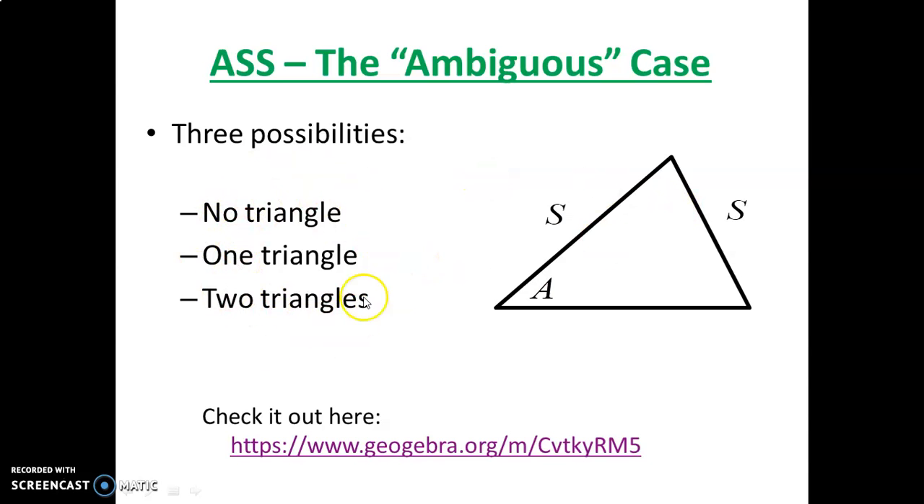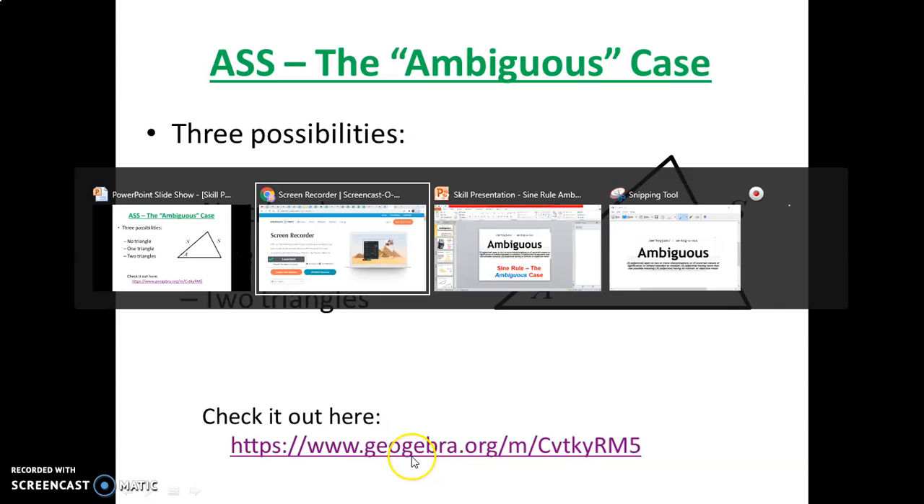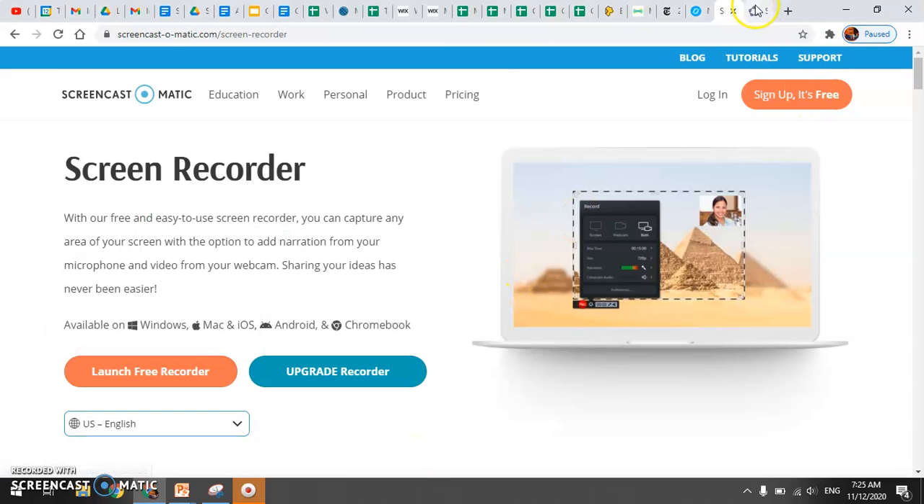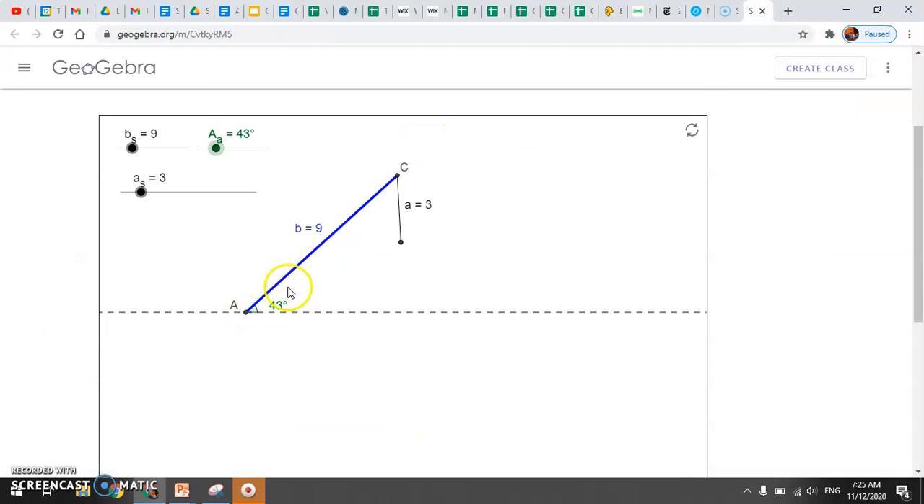So there's ambiguity. Let's look at it on GeoGebra. I have it ready here. Okay, so here we have, again, an angle, a side, and a side. The angle is fixed, the side is fixed, and this side is fixed. Notice here, when we're given 43, 9, and 3, this is a situation where there's no triangle that looks like that possible. It's impossible. We can't have that triangle.